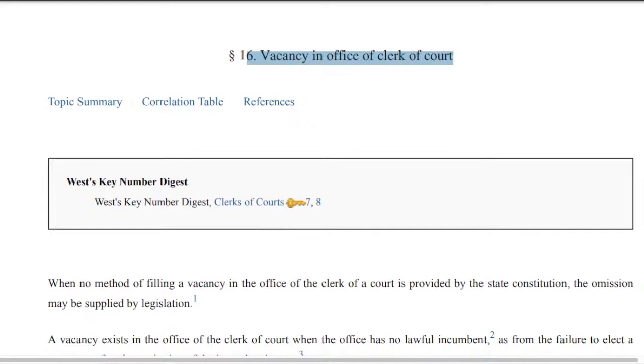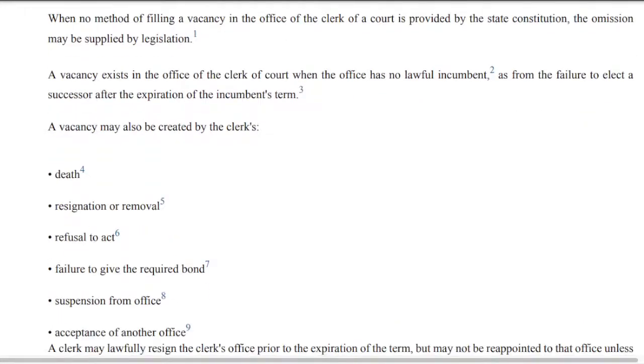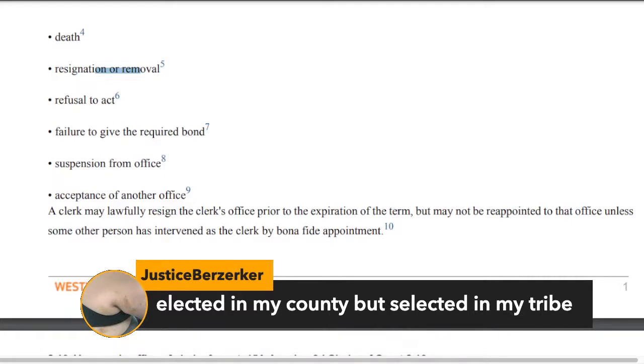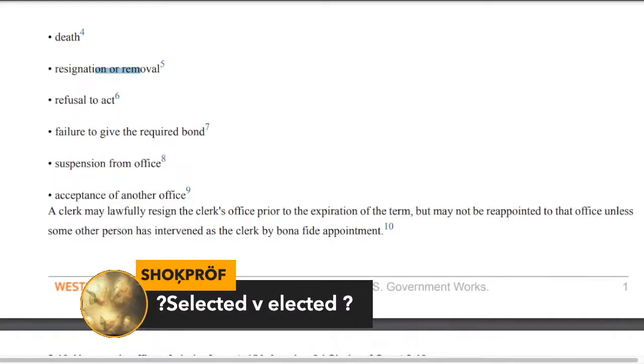Then there's the vacancies in the office of clerk of court. So here's some of the reasons we can have a vacancy. Of course, check your state constitution. See, when this says no lawful incumbent, boy. So it's a failure to elect a successor after the expiration of the incumbent's term. Then vacancy may also be created by the clerk's death, resignation or removal, refusal to act. Wow. Depending, yes, exactly. Selected versus elected. Exactly. There's depending on your jurisdiction.